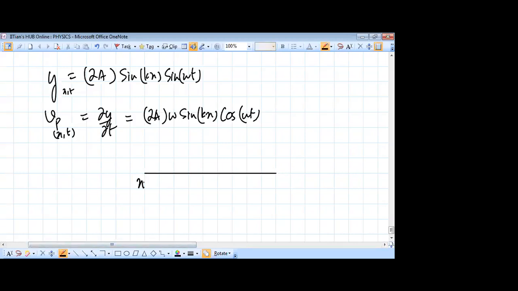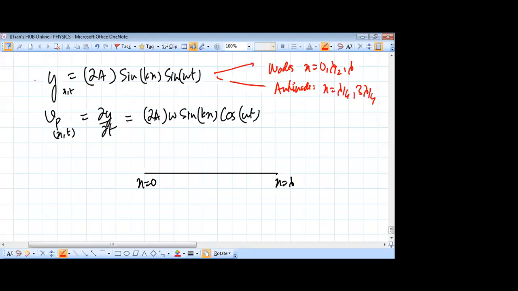Between these 2 points, x equal to 0 and x equal to lambda. Now we'll see that from what we had analyzed earlier, nodes were at x equal to 0, lambda by 2, lambda, whereas in this case the antinodes will be at x equal to lambda by 4 and 3 lambda by 4, because we are now considering only x between 0 and lambda. So we'll only consider this.